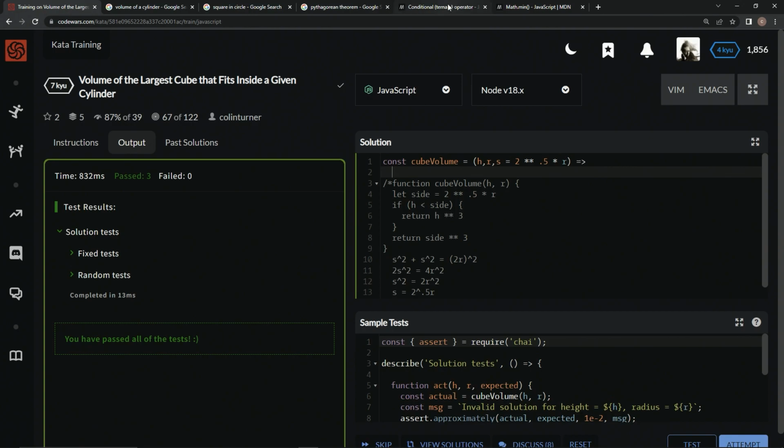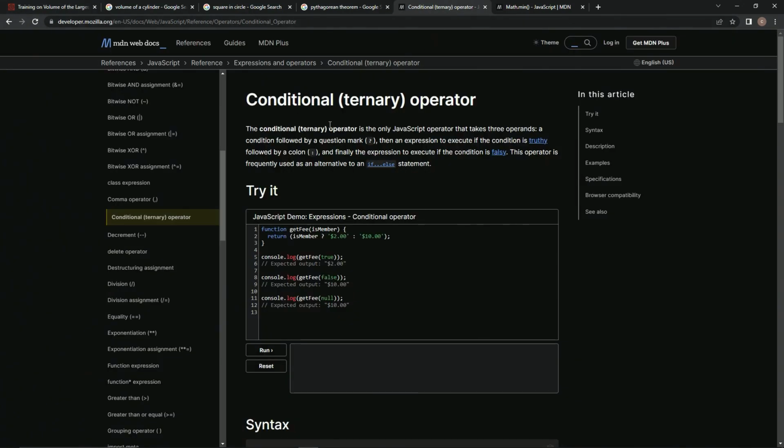And to do that, we're going to use the conditional or ternary operator, which is the only JavaScript operator that takes 3 operands: a condition followed by a question mark, then an expression to execute if the condition is truthy, followed by a colon, and finally the expression to execute if the condition is falsy. This operator is frequently used as an alternative to an if-else statement.